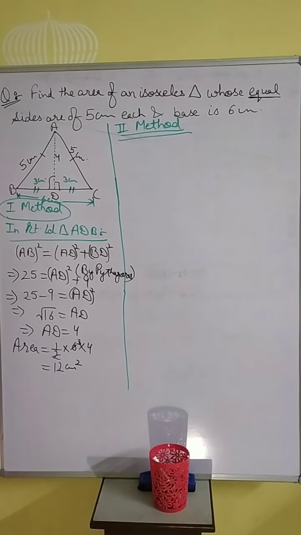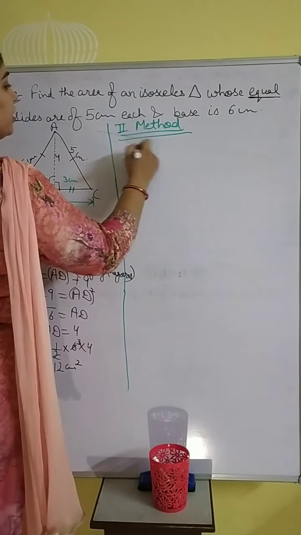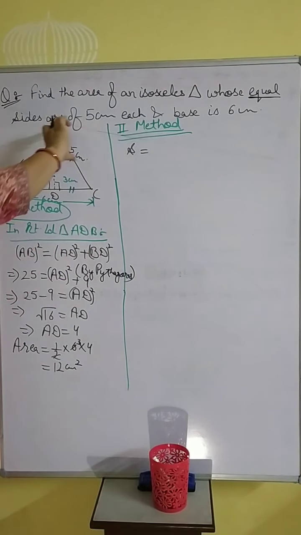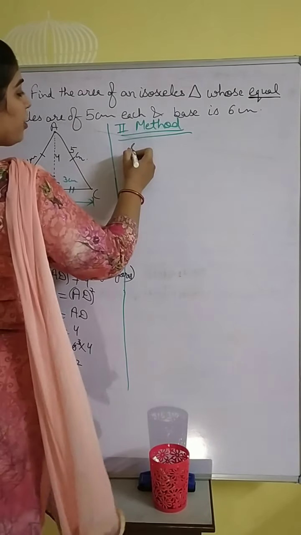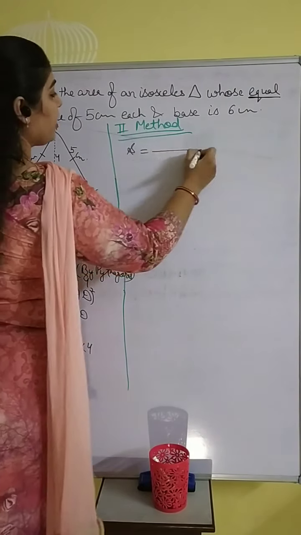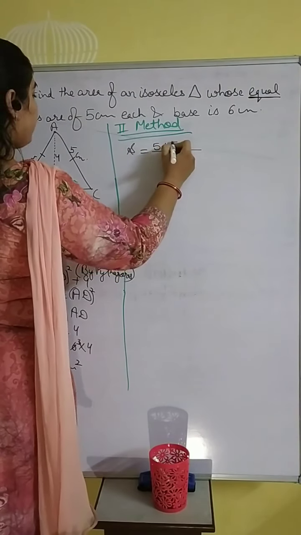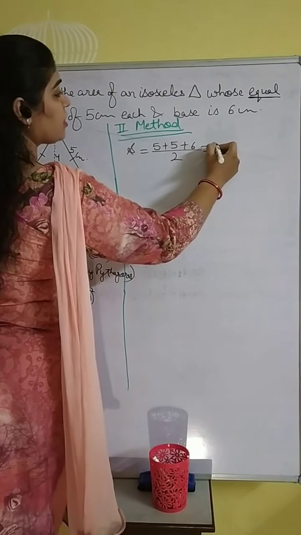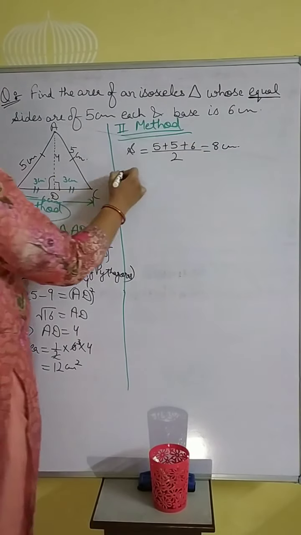Come to the second method. See, we have Heron's formula which says if all three sides are given to us, 5 centimeter, 5 centimeter, 6 centimeter, then we are able to calculate the area. For that, first of all we need to find out the semi-perimeter, which is 5 plus 5 plus 6 by 2. 10 plus 6, 16 by 2, 8 centimeter. This is the value of S.